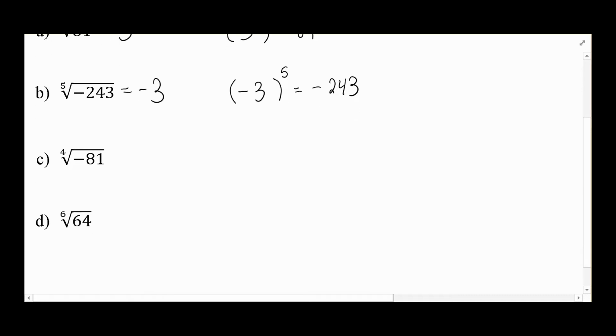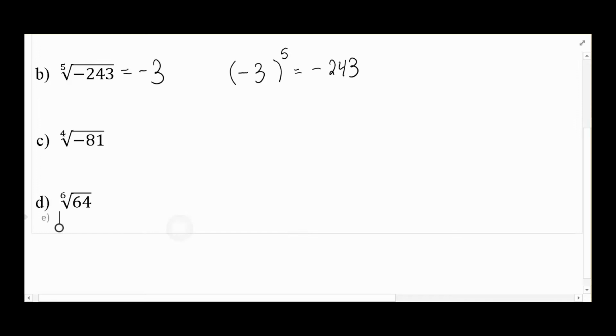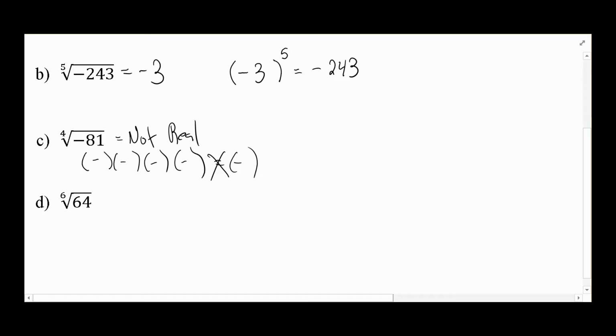Now, for example C here, we have an even index. That means I'm multiplying something by itself 4 times and supposedly equaling a negative. That can't happen. If we're multiplying an even number of times, we're going to get a positive no matter what. So this is another example of not real because the index was even. Now for the last example, we're looking at a sixth root. So we're asking what to the sixth power equals 64.